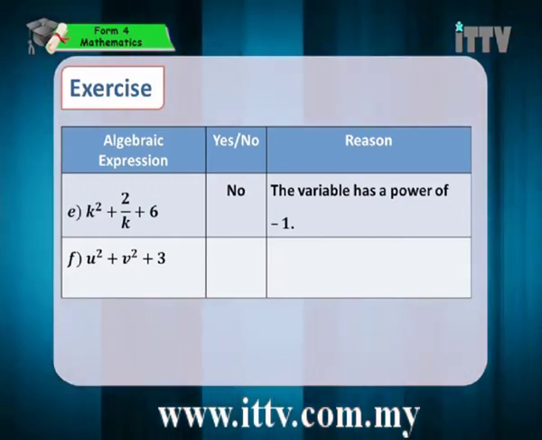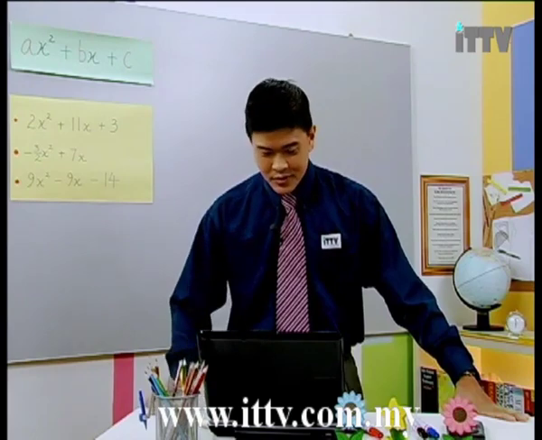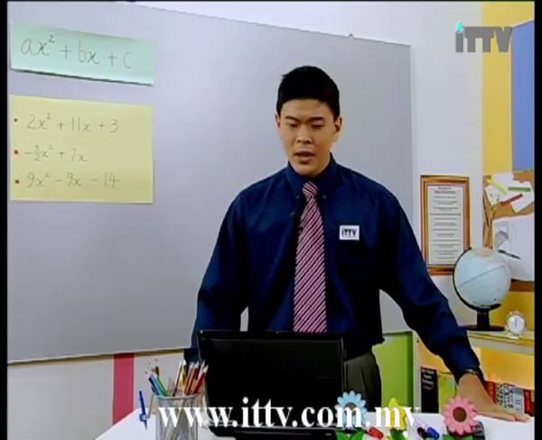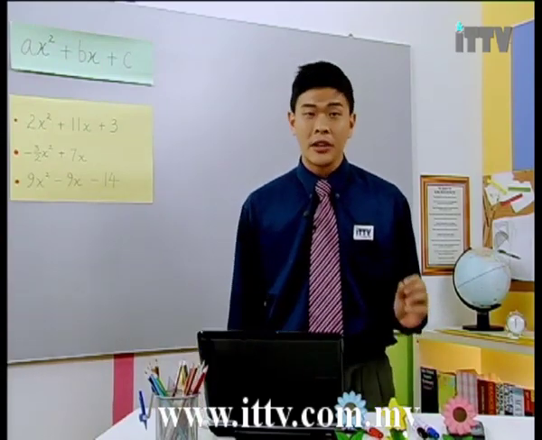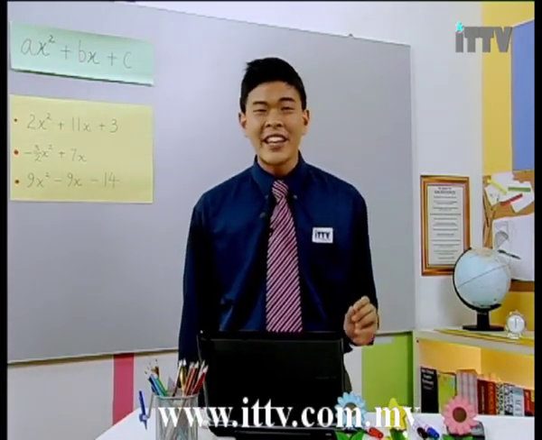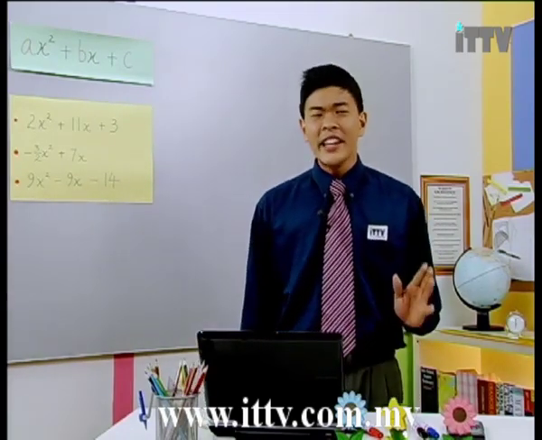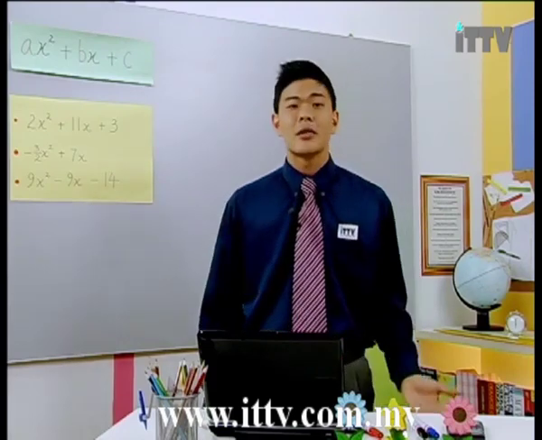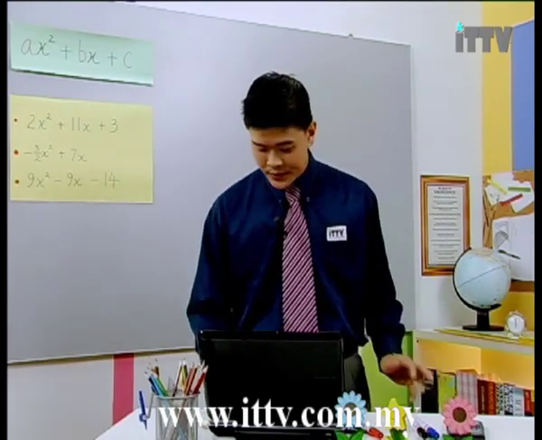What about f? u squared plus v squared plus 3. Alright, is it yes or no? Not a quadratic expression. And what is the reason? You might think it may be, but it's not. Why? Because there are two variables. Look carefully at the variables. u and v are totally different. So it is not a quadratic expression in one unknown, although the power of the variables is 2. So all the conditions need to be fulfilled at the same time for it to be a quadratic expression. So the reason, we have looked at it a few times already, there are two different variables, being u and v.